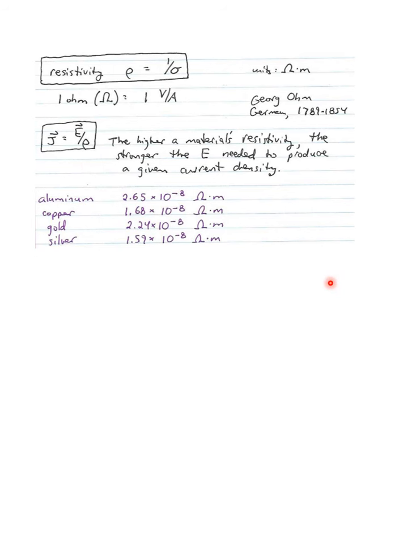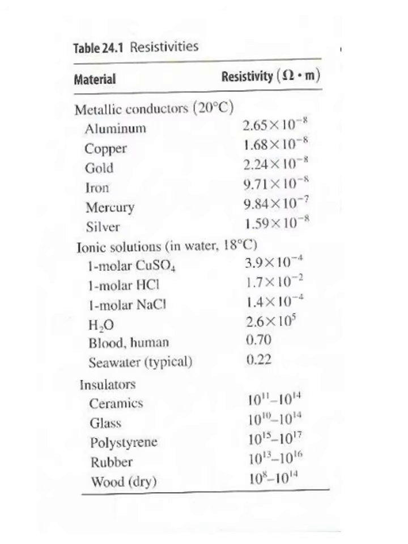Now, typical values: aluminum is 2.65 times 10 to the negative 8 ohm meters. Copper is about the same, 1.68 times 10 to the negative 8 ohm meters. Gold and silver, you can see all those are very good conductors of electricity. Here is from the book a table of resistivities in ohm meters. You can see some of those I mentioned on the previous page, the metallic conductors, and all of these are at given temperatures. So it says at 20 degrees Celsius. What we'll see later on is that resistivity can be temperature dependent.